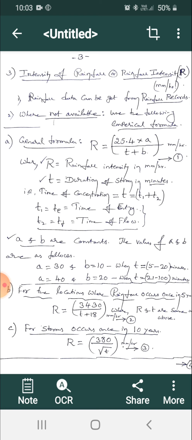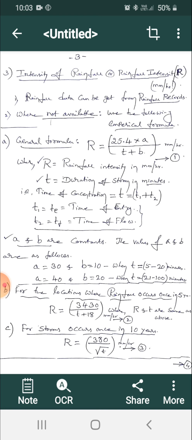See, like this, similar to this, one is the time of entry, another one is the time of flow. If you add these two times, you will get a total time. Time of concentration, to calculate how long the rain lasted, this is a general equation you have to use. See, I am telling so beautifully for you.